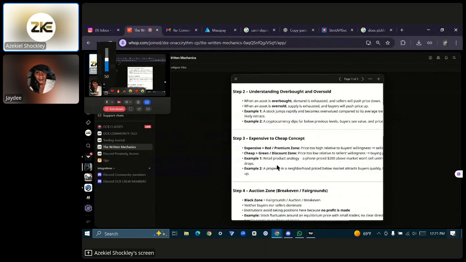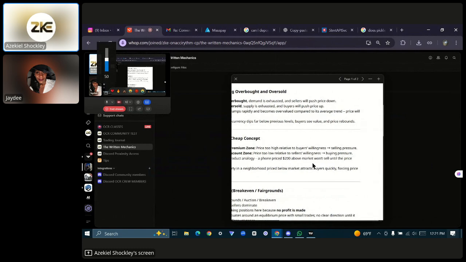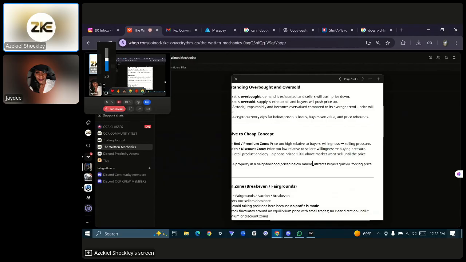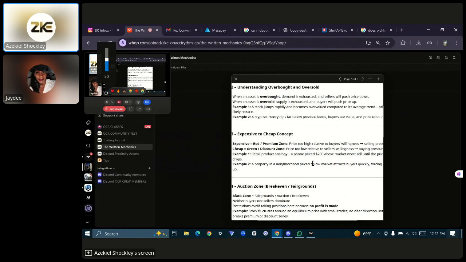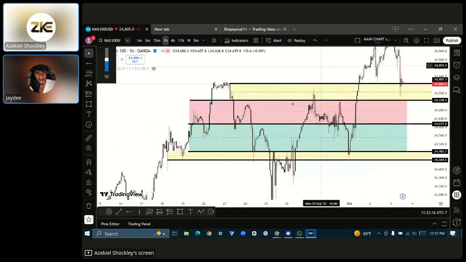For example, retail product analogy: a phone priced $200 above market price won't sell until the price drops. Let's say a phone costs 600, but he's selling it for 800. Nobody will ever buy it because it's too expensive, right? Meaning price has to eventually drop and go to a discount. So now we know that if we're inside a range where price is getting too expensive, eventually it has to sell, right? And this zone tells us where.